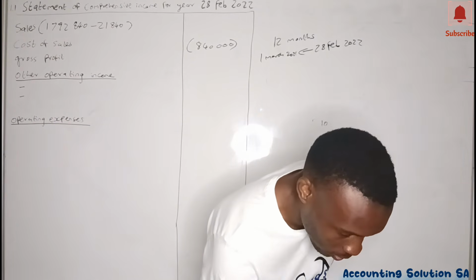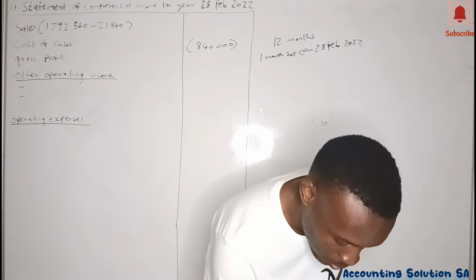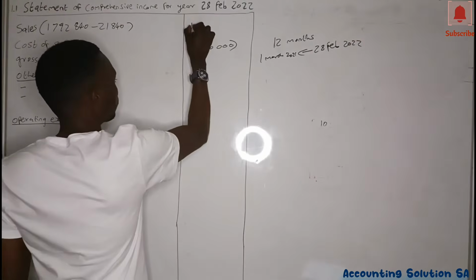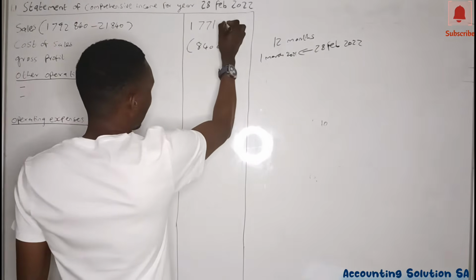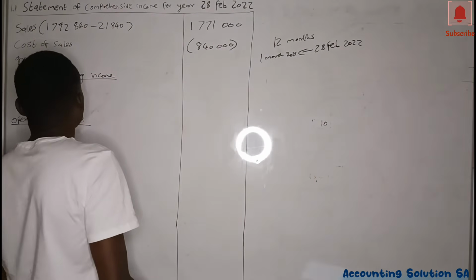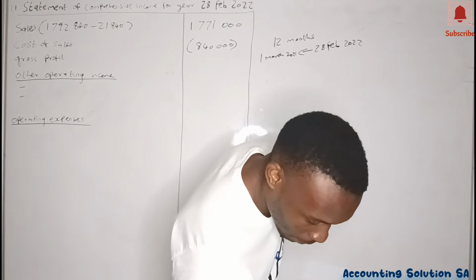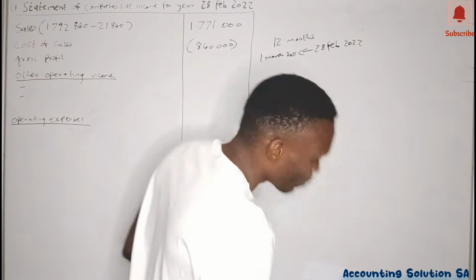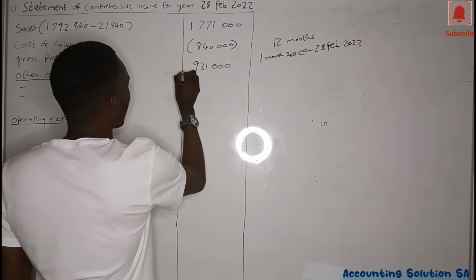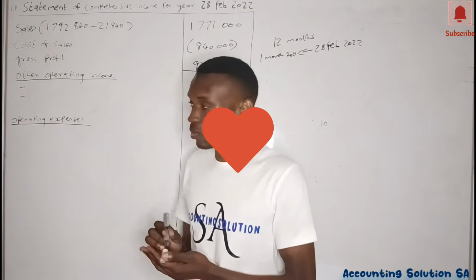It's 1,792,840 minus 21,840. Then it's going to give us 1,771,000. Then after that we say this amount minus cost of sales, sales minus cost of sales, then it's going to give us a gross profit. Okay, let's do the calculation. 840,000, then it's going to give us 931,000 of gross profit. So that's the first part of the income statement, guys, that you have to make sure that you do very correctly.